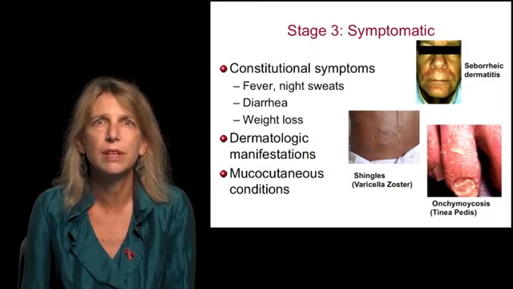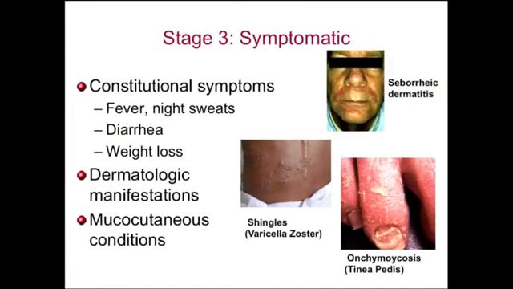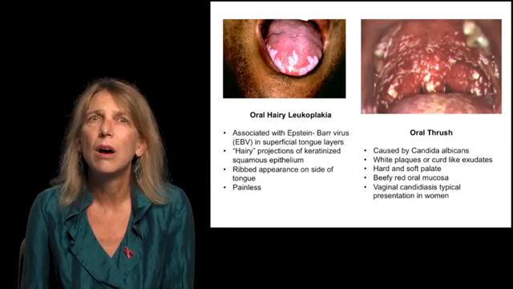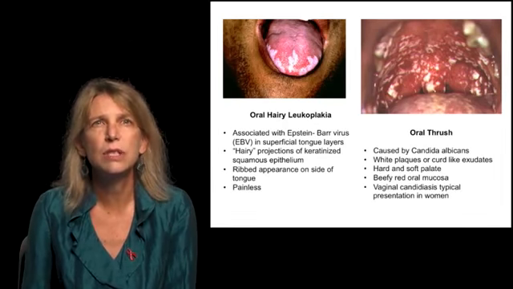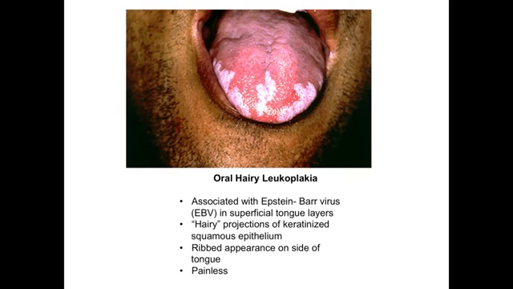Mucocutaneous conditions are also very common. Patients can develop shingles due to varicella zoster, also onychomycosis such as tinea pedis. Oral hairy leukoplakia is one of the characteristic manifestations of HIV. It is associated with Epstein-Barr virus, which infects superficial tongue layers. Its name comes from the hairy projections that are observed in the keratinized squamous epithelium. As shown here in this picture, it's characterized by a ribbed appearance on the side of the tongue.